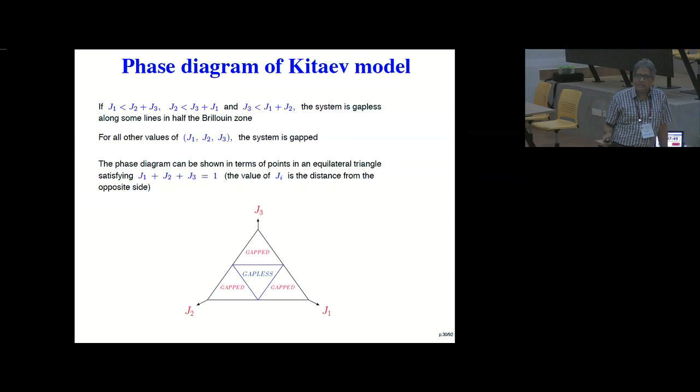There are three other equilateral triangles which are gapped. These are the triangles where one of the couplings is bigger than the sum of the other two. When one of them is bigger than the sum of the other two, it turns out it's gapped. Whereas if none of them is bigger than the sum of the other two, in other words, they satisfy this triangle relation, each of them is less than the sum of the other two, then it's gapless. Okay, so I'm just stating this. You can easily derive this from the energy spectrum. Okay. So is this phase diagram clear?